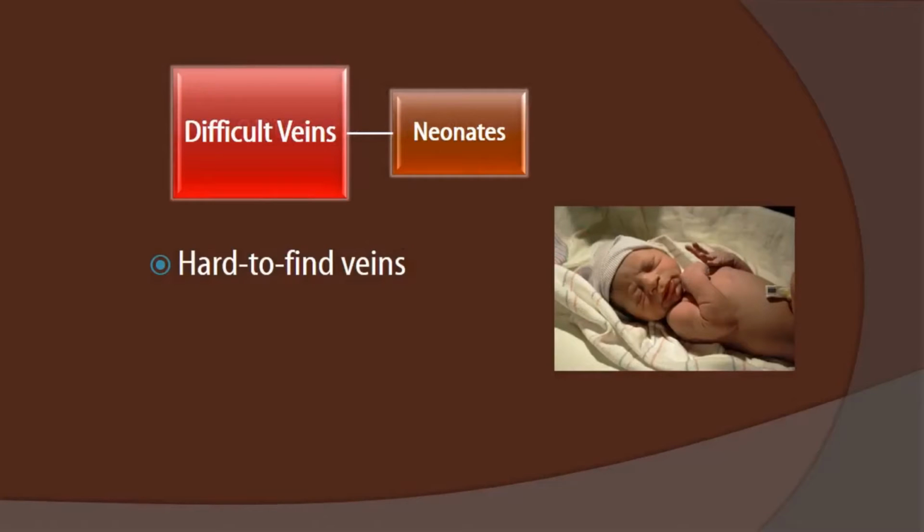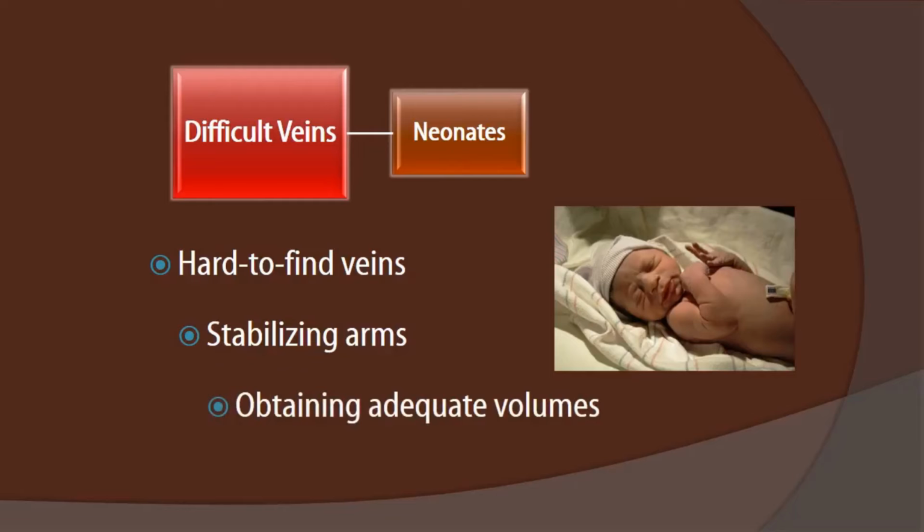You know, there are 3 complications that make drawing from neonates difficult. One is that they have hard-to-find veins. Two is that we have to always stabilize their arms. And even when we conquer those challenges, we still have to obtain adequate volumes. What about solutions to hard-to-find veins?